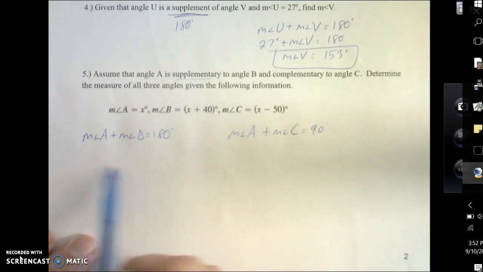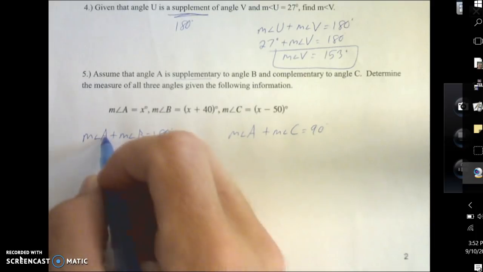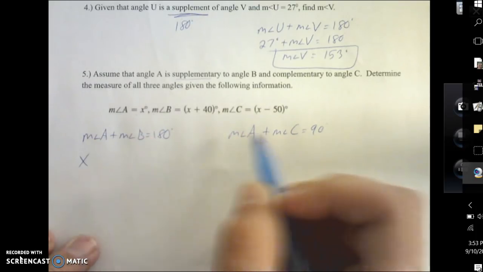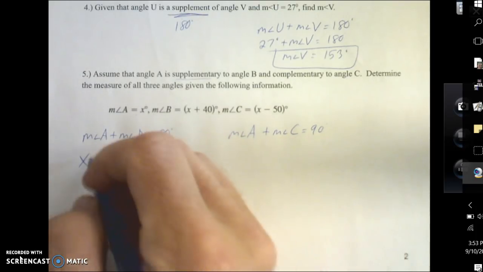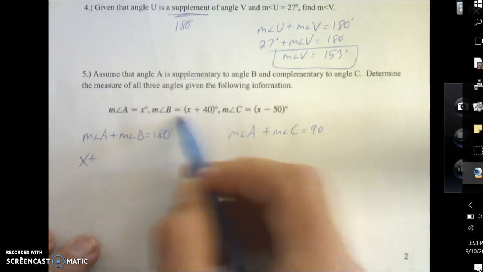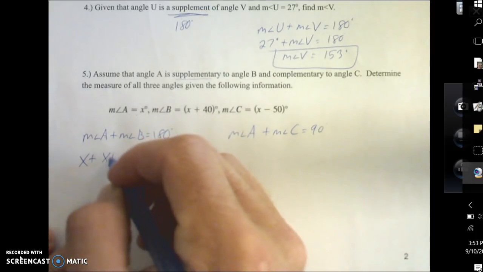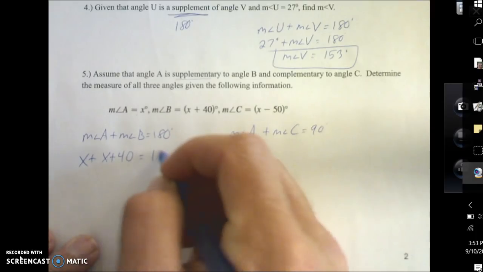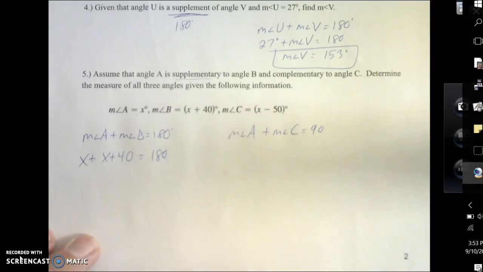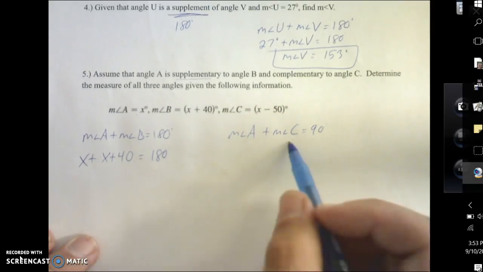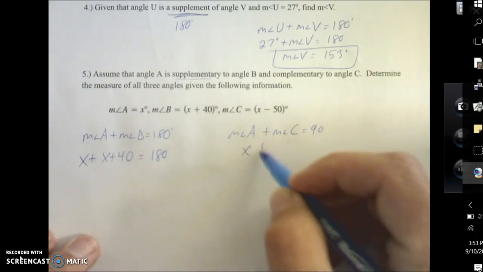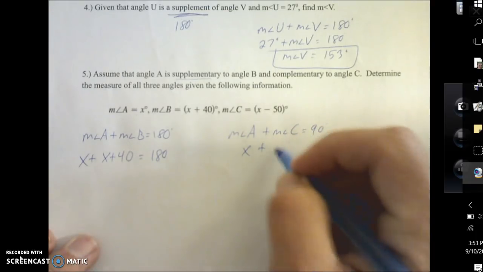Let's start with the first one here. A and B. I'm going to replace the measure of angle A with x. Plus sign. I'm going to replace the measure of angle B with x plus 40. Okay, and it equals 180 degrees. Now, over here, I've got A and C. A again is x, plus sign. C is x minus 50.